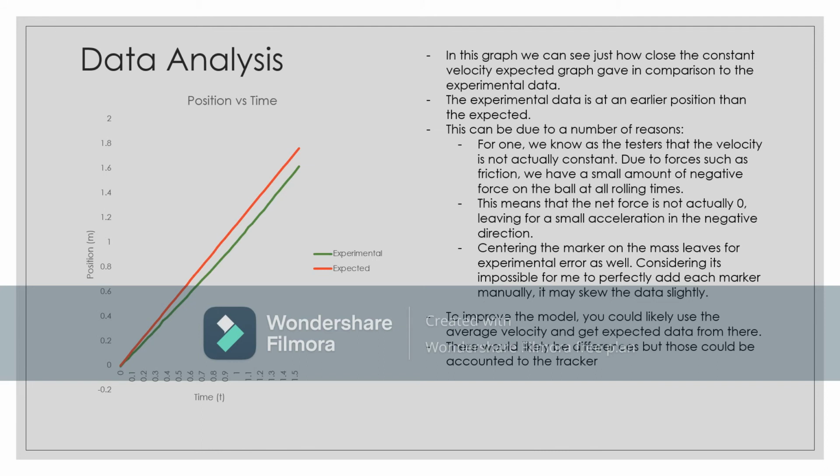So for improvement, I could use the average velocity from the end of the experimental data and at the beginning, and this will give you a much closer graph. But there will probably be differences in the center due to the friction that was mentioned.